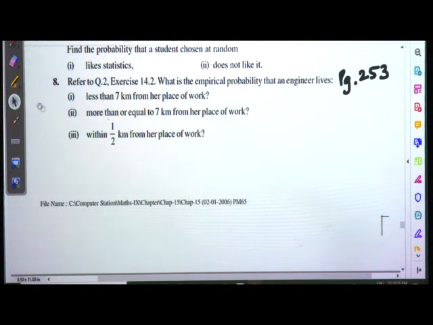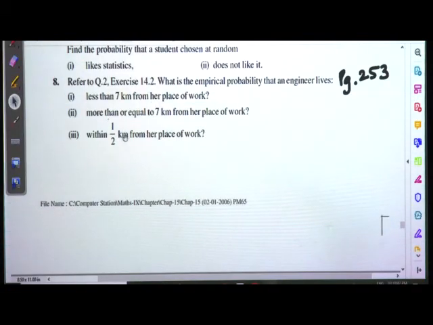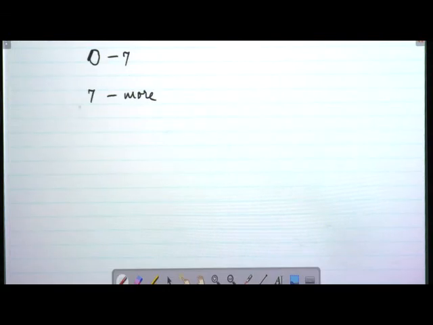Then what do we have to do? We have to prepare from 0 to less than 7 kilometers and more than or equal to 7 kilometers. These two we have to see. And one more thing we have here: within half kilometer from her place of work. What is the third thing? Within half kilometer.